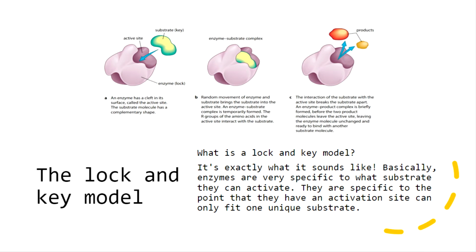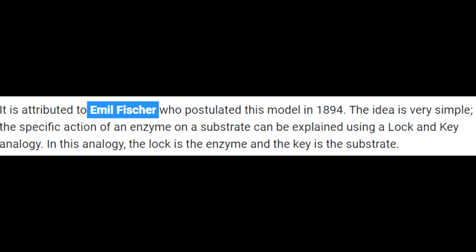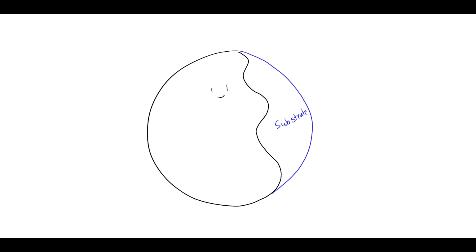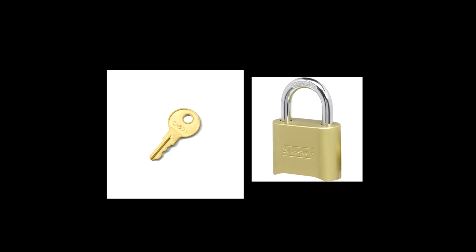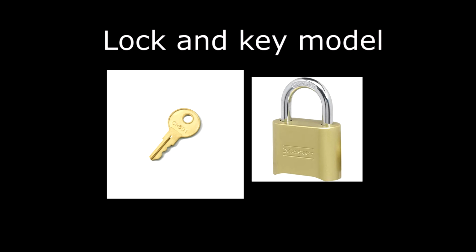And a little bonus, the lock and key model. It's basically a model slash theory that was produced by Emil Fischer in 1894. It was proposed to say that enzymes and their specific substrates are, well, very specific, and one type of enzyme could only be used for one type of substrate. Because the active site of the enzyme fits with a specific substrate, just like a key fits in a specific lock, it's hence named the lock and key model.